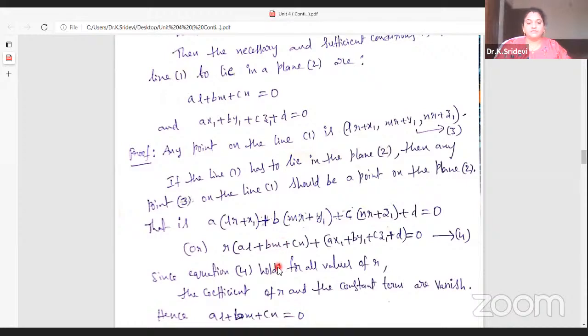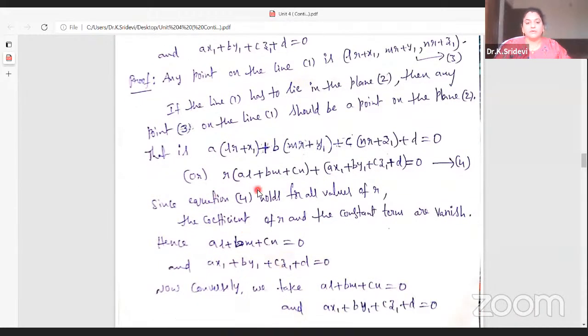Now if you observe this, what is r? In the case of the equation of a straight line in symmetric form, r is the distance from the point A to the point P, where P is a point on the line AB in the plane. So this equation holds for all values of r.